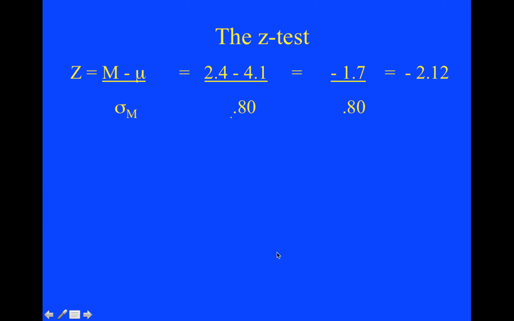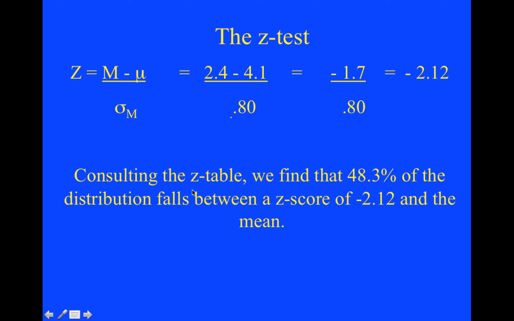Well, once we have that, we can go to the z-table. So we go to table A in the back of the book, and we look up 2.12. In this case, it's negative 2.12, so we know we're on the left side of the distribution of means, and we find a value of 48.3%. That is, 48.3% of the distribution falls between a z-score of negative 2.12 and the mean.